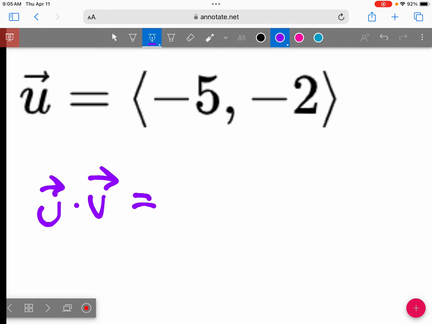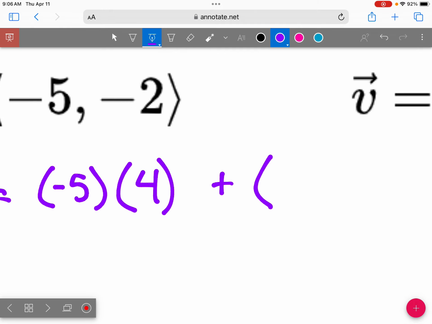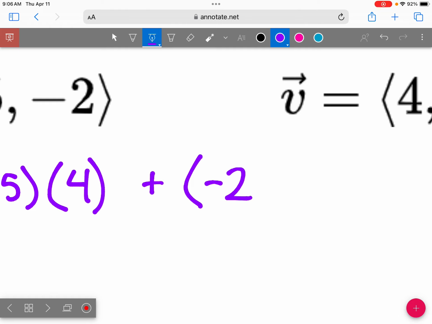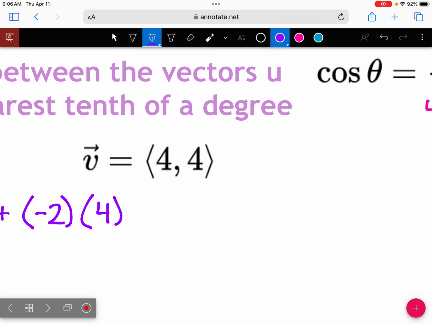Where we take the x pieces, so my -5 and my 4, and multiply them together. And then we're going to add that to the product of the y pieces, -2 and the other 4. I'm going to simplify it in a couple of steps, but yes, that's where we're headed. So -5 times 4 gives me -20 minus 8, which gives us -28 as our dot product.